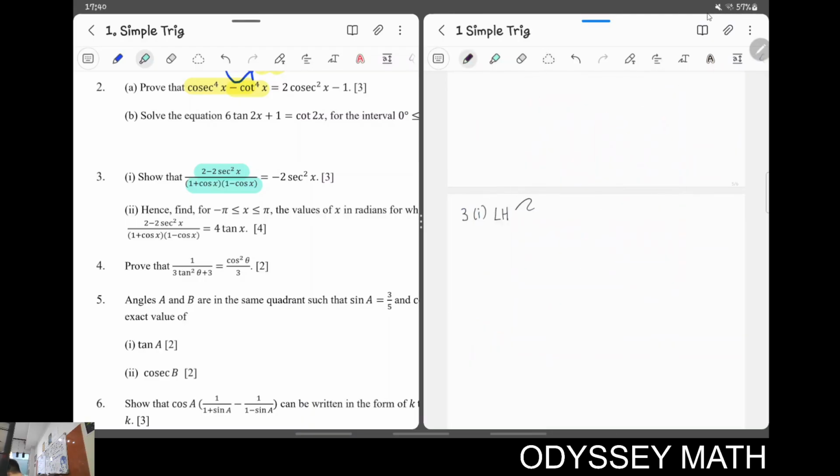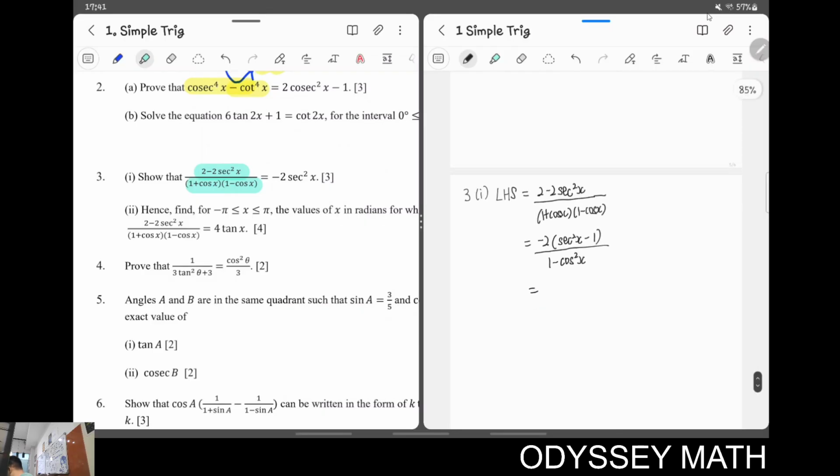So we say left hand side LHS equals to 2 minus 2 secant square x over 1 plus cosine x, 1 minus cosine x. Now, as I've always been telling the students, you may not know what the next step is, but that's normal. So you just do what you can. So what I would do is take out minus 2 from the numerator. So I will get secant square x minus 1. And then I will expand the denominator. That will give me 1 minus cosine square x.